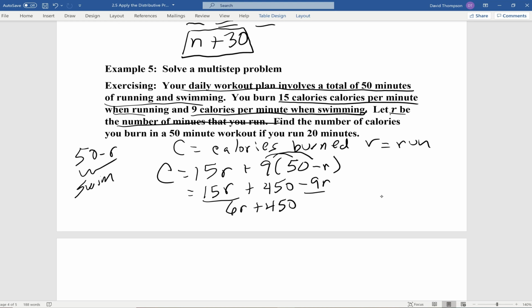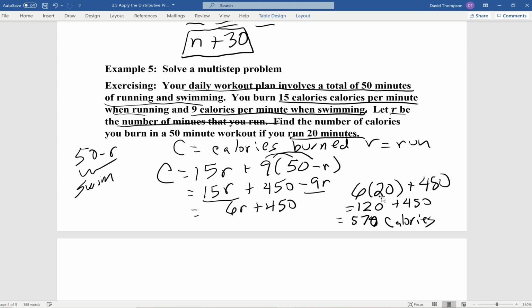Now we know we need to find the number of calories you burn in a workout if you run for 20 minutes. So we need to plug in our 20 now. So it's going to be 6 parentheses 20 plus 450. 6 times 20 is 120 plus 450. So 120 plus 450 will give me 570 calories that we burned. And we are done solving this problem.